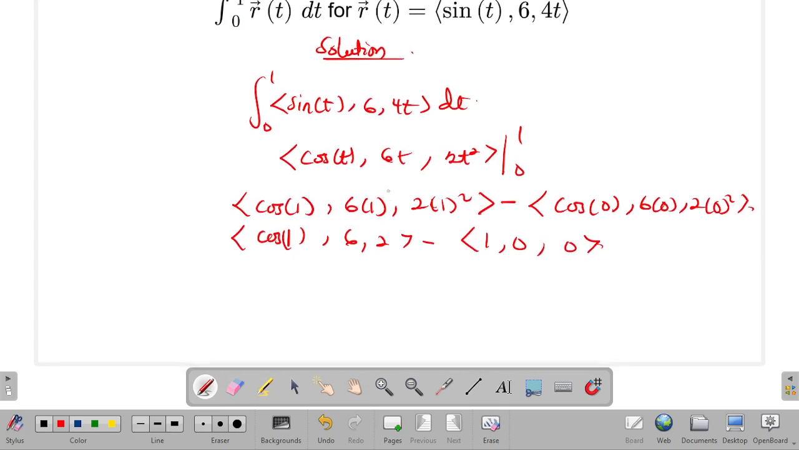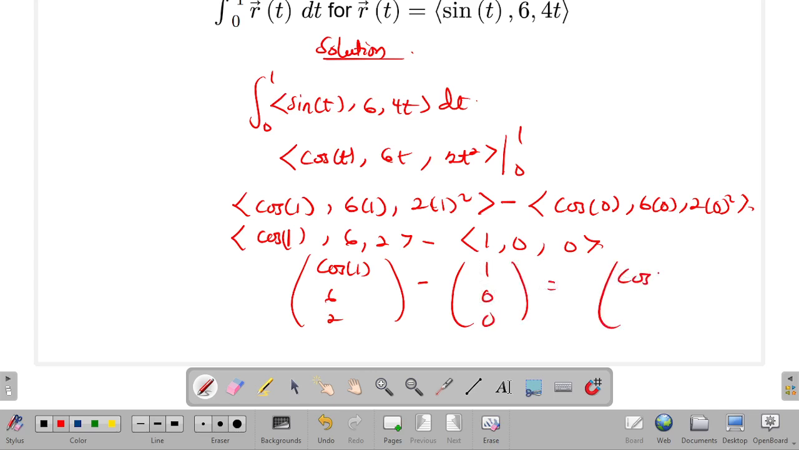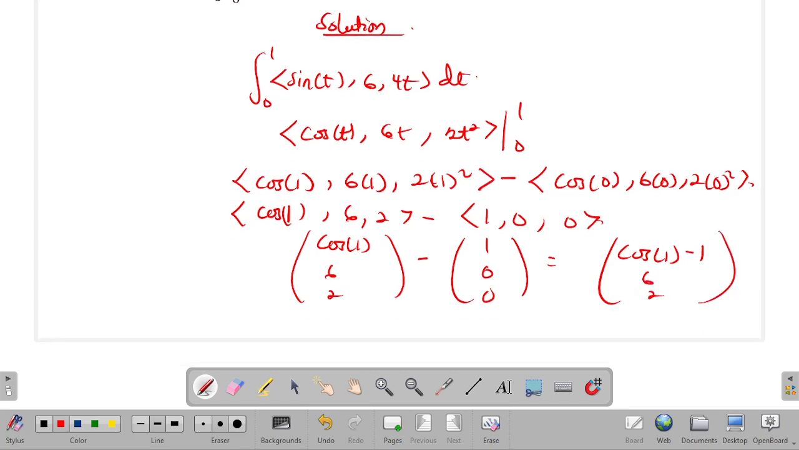So what do we end up getting? We realize that common terms are going to subtract. So I can make this form cos 1, I'll have 6, I'll have 2, right? Minus 1, 0, 0, right? So what do we get? We're going to get cosine 1 minus 1, we get 6, get 2. So our definite integral will simply yield cosine of 1 minus 1, 6, 2.